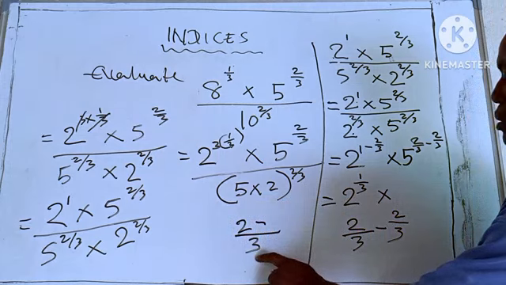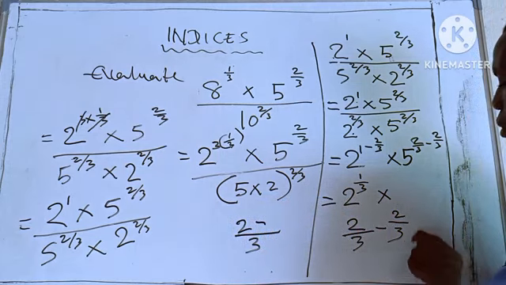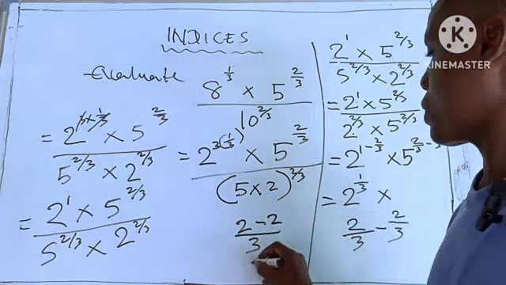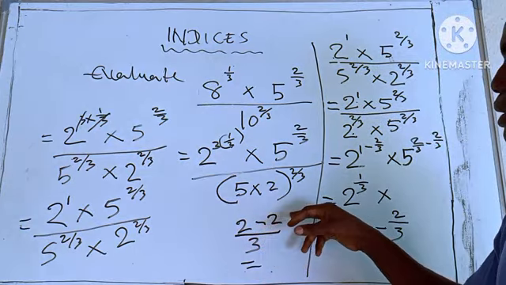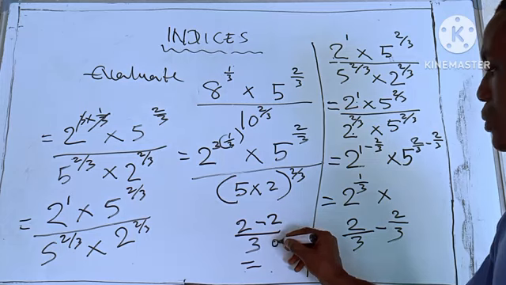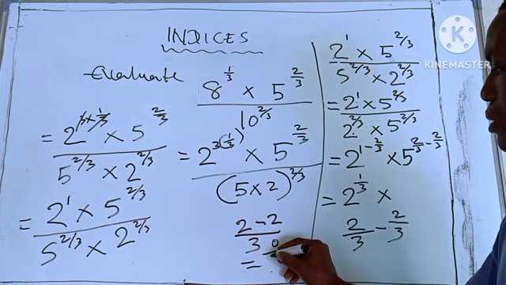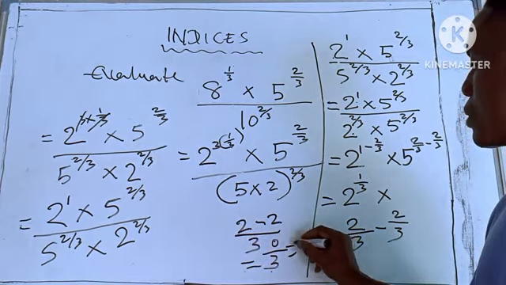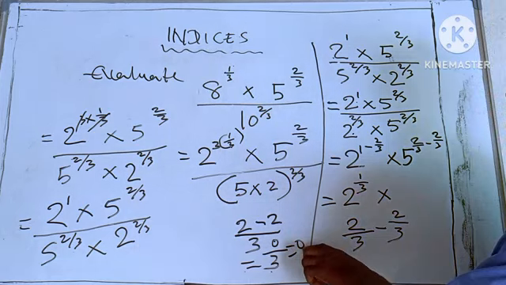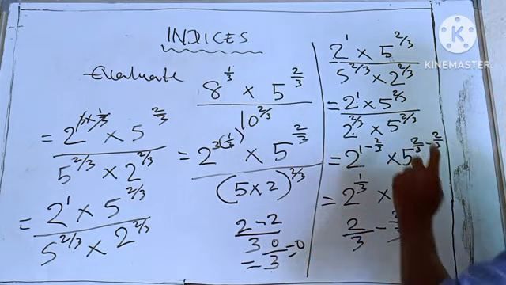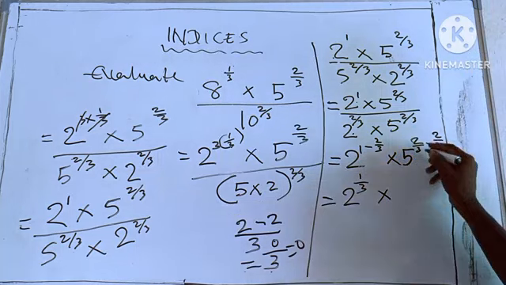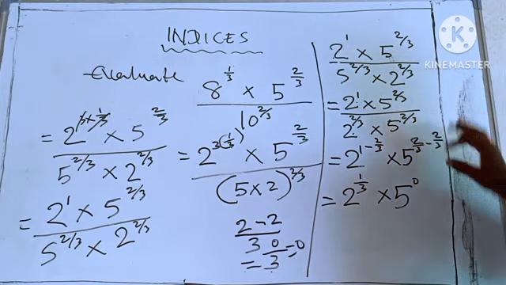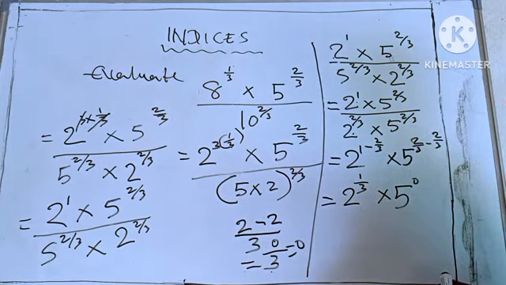Then 3 divided by 3 is what? Is 1. 1 times 2 will give us 2. So equal to that one. 2 minus 2 is what? Give us 0 all over 3, right? 0 divided by any number will still give us 0. So this is the second answer. Let's put it here. So here we have 5 raised to power 0. We solve for these two terms. So this is what we have.